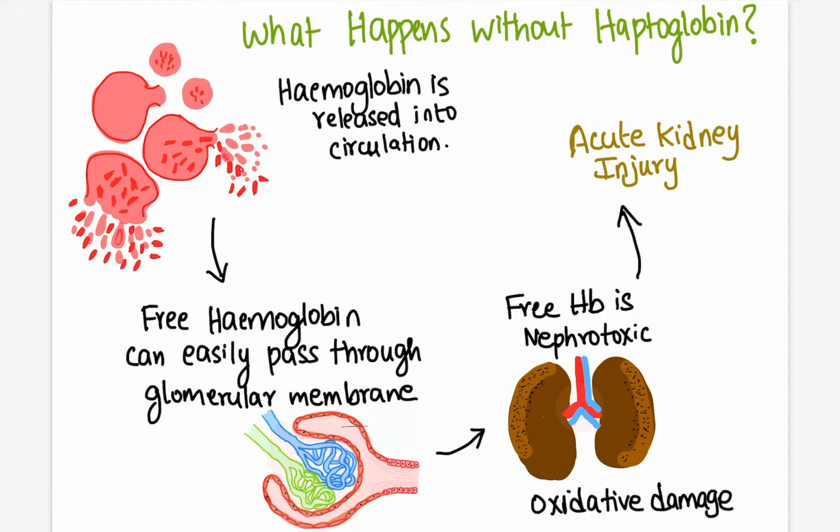Imagine there is hemolysis going on, for example intravascular hemolysis. So the blood cells are ruptured and free hemoglobin is released into the circulation. So this free hemoglobin will go to the kidney, and the free hemoglobin can easily pass through the glomerular membrane. But free hemoglobin is nephrotoxic. Kidneys cannot tolerate free hemoglobin, and it can also cause oxidative stress on the body. So it can lead to acute kidney injury and inflammation.